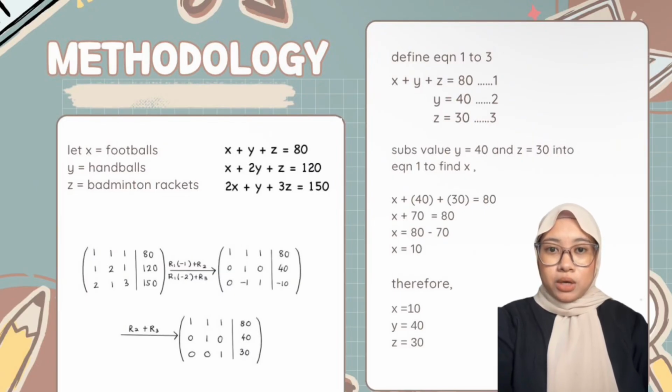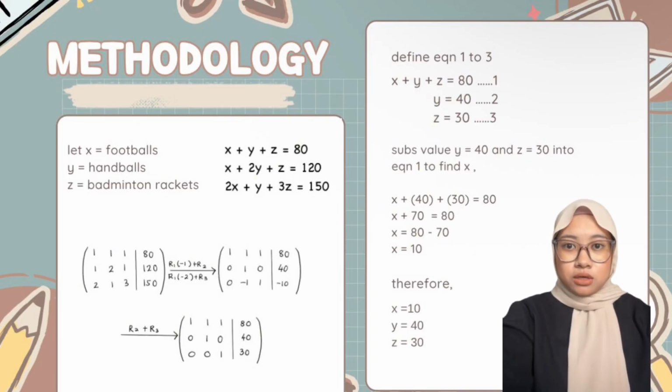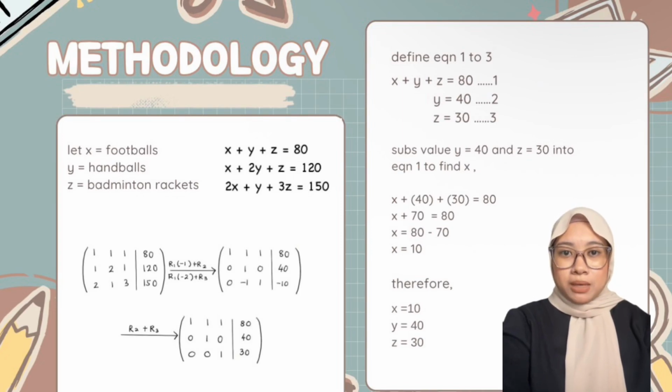First row is 1, 1, 1, 80. For the second row, 1, 2, 1, 120. For the third row, 2, 1, 3, 150. Next, row operations are performed to simplify the matrix. Row 1 multiplied by negative 1 plus row 2, and row 1 multiplied by negative 2 plus row 3, and then row 2 plus row 3, resulting in 1, 1, 1, 80, 0, 1, 0, 40, 0, 0, 1, 30.